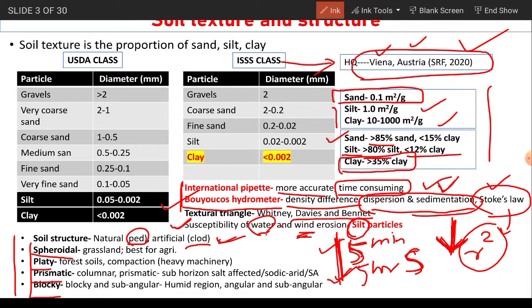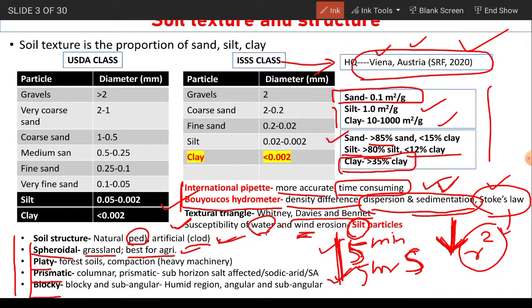Among those, spheroidal is seen in grassland and it is best for agricultural purposes. Similarly, platy structure is formed due to compaction. Due to heavy machinery, there will be compaction in the soil. So due to that, platy structures are formed, which are seen in forest soils.